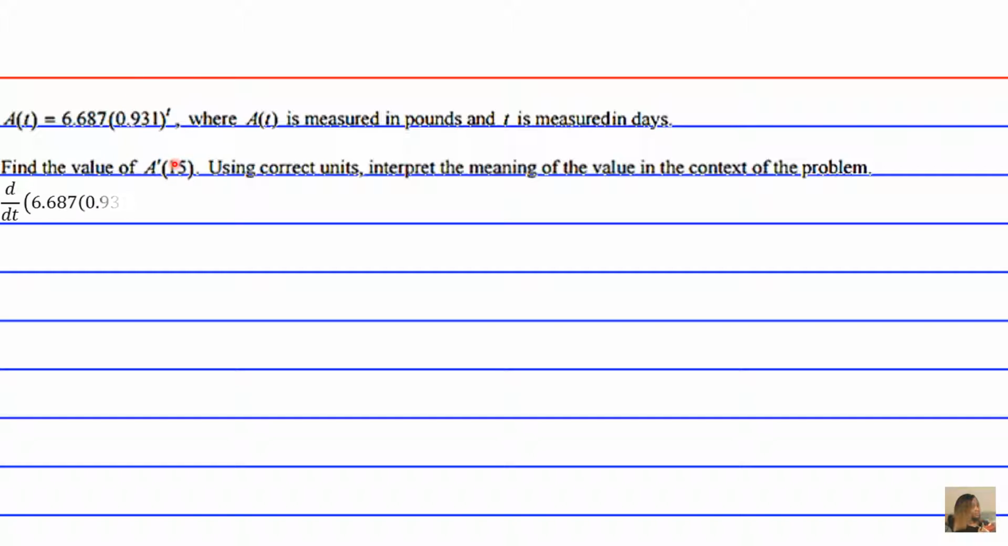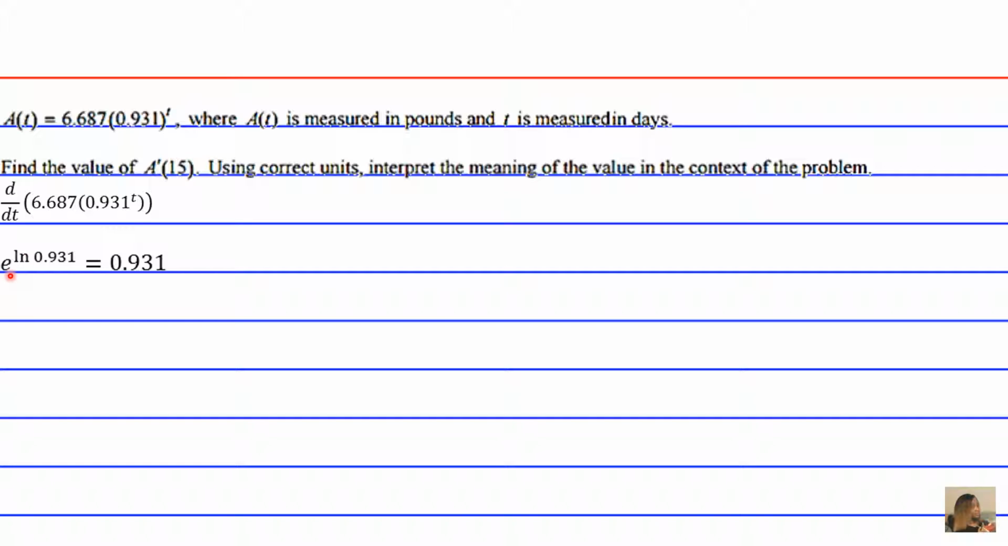So here we go. A prime of 15 is the same thing as the derivative with respect to t of 6.687 times 0.931^t. So we're just taking the derivative of this, okay? In order to solve this derivative, we're going to factor out this constant, and we're going to have to rewrite the expression.